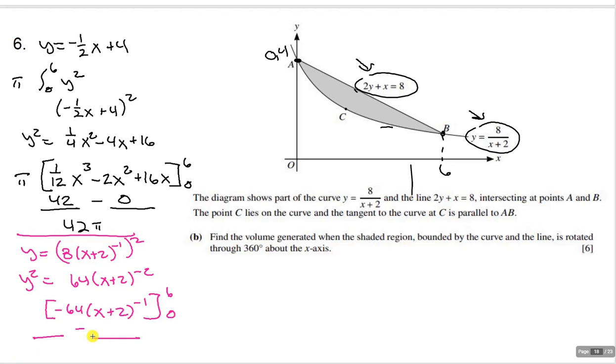Okay, so hopefully you did that, and we've found if you put a 6 in there, that hopefully you got a -8. And then when you put a 0 in there, you got a -32. And so -8 plus 32 is going to be 24 pi. So now what I've got to do is take both of these and subtract them.